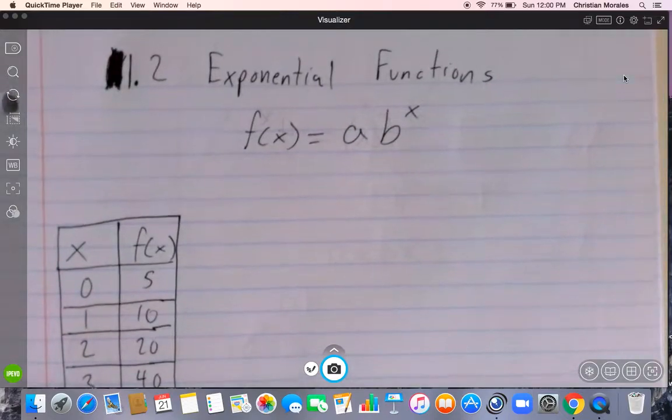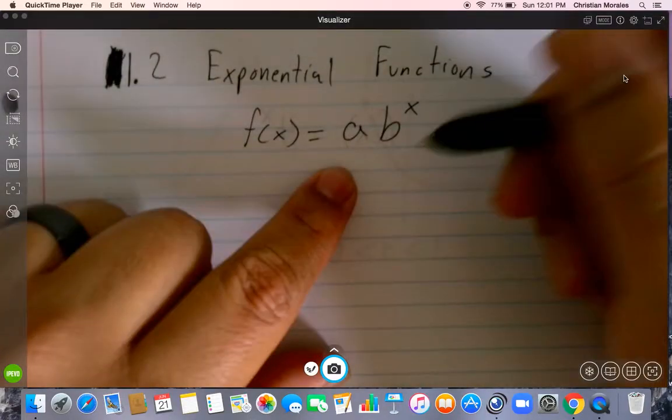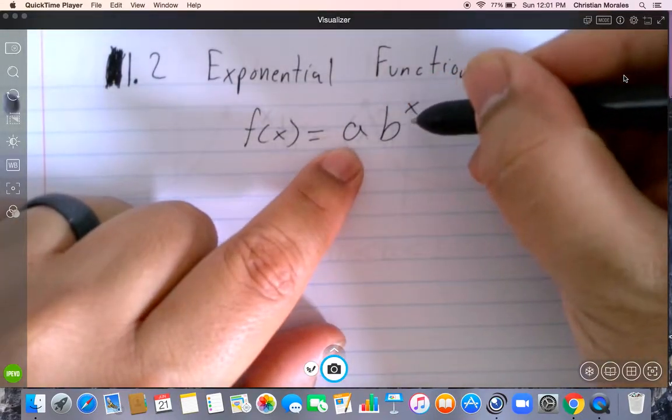All right, part two, exponential functions. So now we're going to write equations or functions that use exponents, okay? So there's two parts you have to know for sure. A times b to the x.